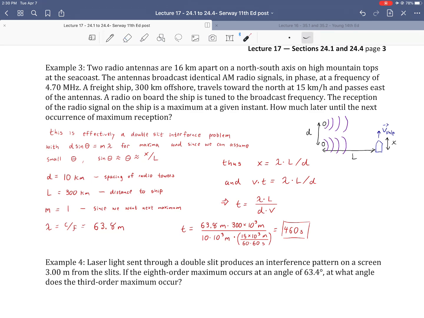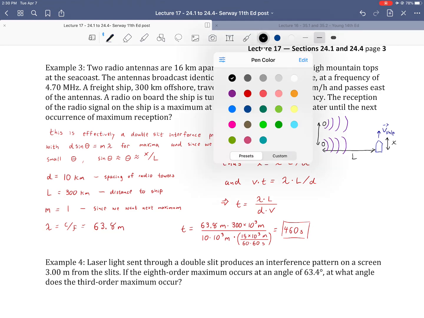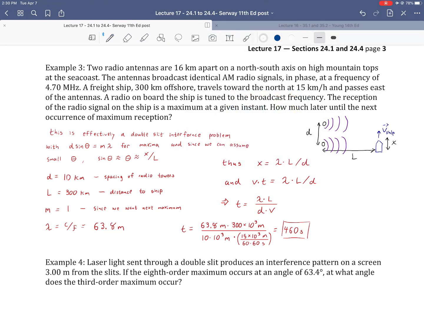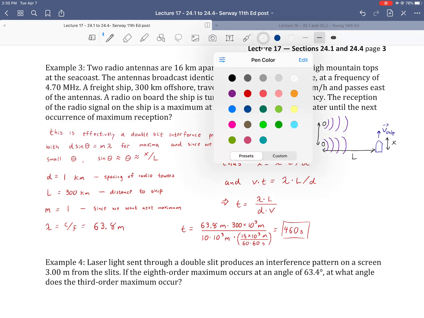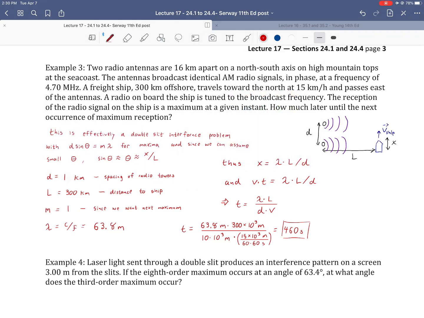That should actually be 16. I must have changed the values, so I'll change that to a 16. Looks like this is an image or something, so I have to write over it. Okay, so 16 kilometers. I'll fix the values as well. Our L is still 300. That's correct. And we have m equals 1.